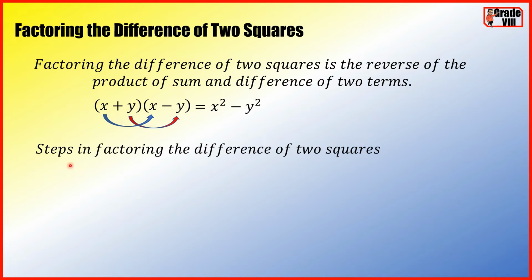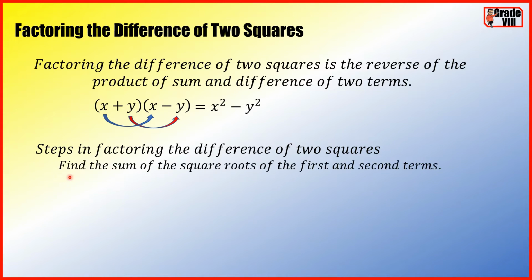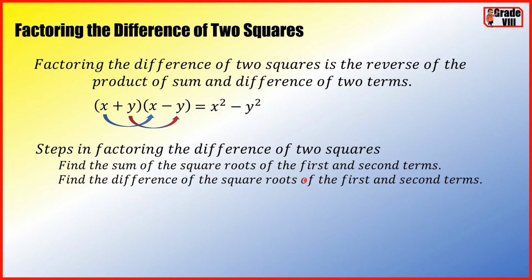Tignan natin yung steps kung paano makuha yung factors ng difference of two squares. So yung una ay find the sum of the square roots of the first and second terms. Next, find the difference of the square roots of the first and second terms. So balikan lang natin yung ating example na difference of two terms na x squared minus y squared.